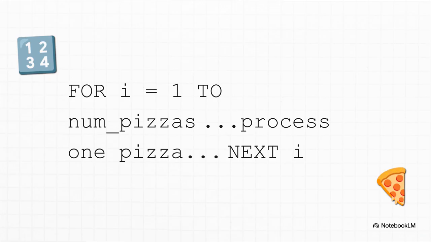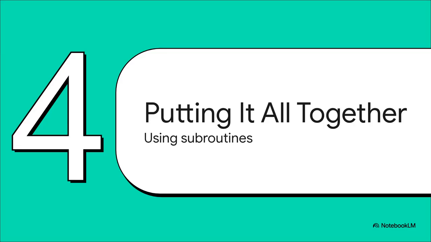Say you know you have an order for 5 pizzas. That's the perfect job for a for loop. You just tell it, for I equals 1 to the number of pizzas, do this thing. The loop takes care of all the counting for you. So we have our rules, we can make decisions, and we can repeat things. We have all the building blocks. Now, let's see how we use them to tackle bigger, more complex problems.